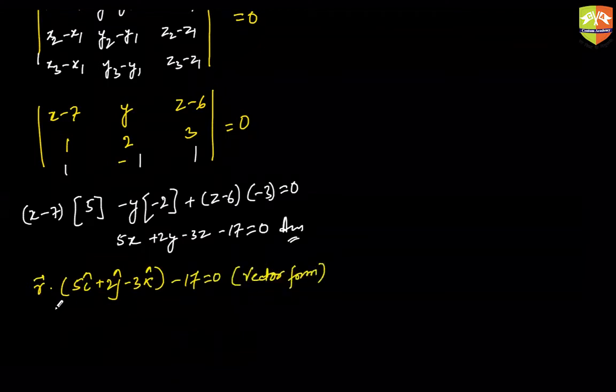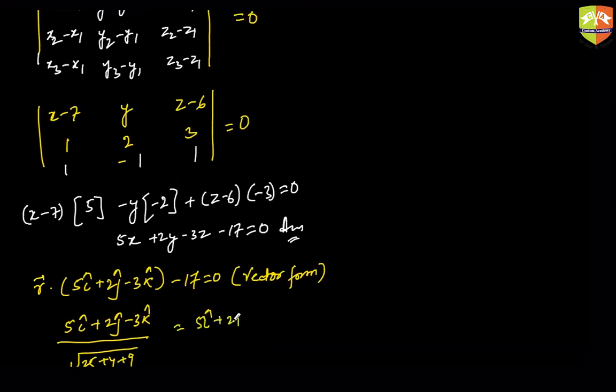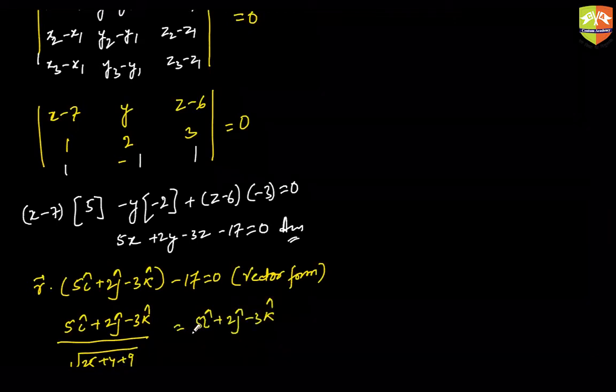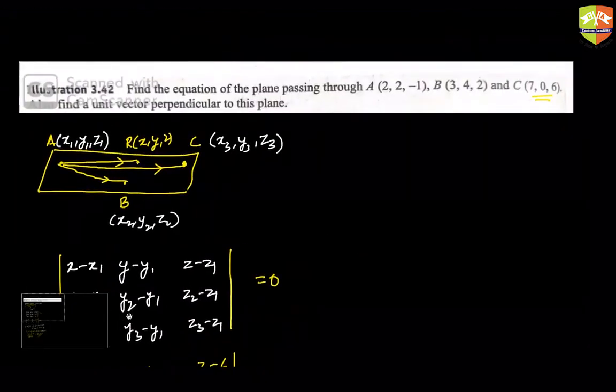Now they're asking for a unit vector along the normal. Just take this vector and divide it by the magnitude of this vector, which is under root 25 plus 4 plus 9. That's (5i plus 2j minus 3k) over root 38. Make sense?